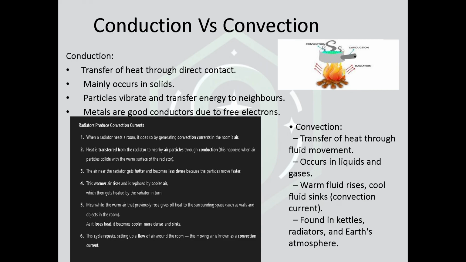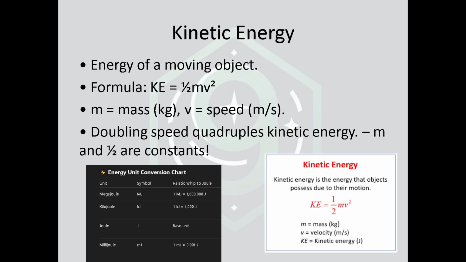Cool, so now let's talk kinetic energy numbers essentially. Kinetic energy is the energy of a moving object. It has a formula which comes up a lot every year. Kinetic energy is equal to 1/2 mv squared, where m stands for mass measured in kg, and v is for velocity or speed in meters per second. So essentially, doubling speed quadruples kinetic energy.